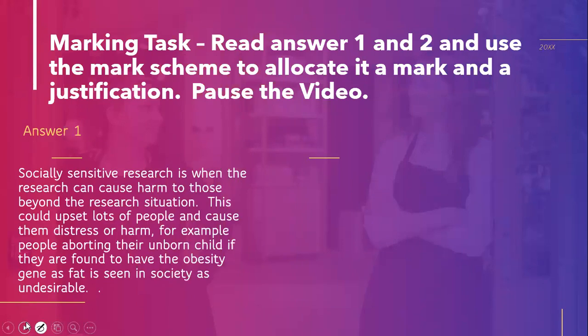So answer 1. Social sensitivity research is when the research can cause harm to those beyond the research situation. This could upset lots of people and cause them distress or harm. For example, people aborting their unborn child if they are found to have the obesity gene, as fat is seen in society as undesirable. So we've got answer 1.